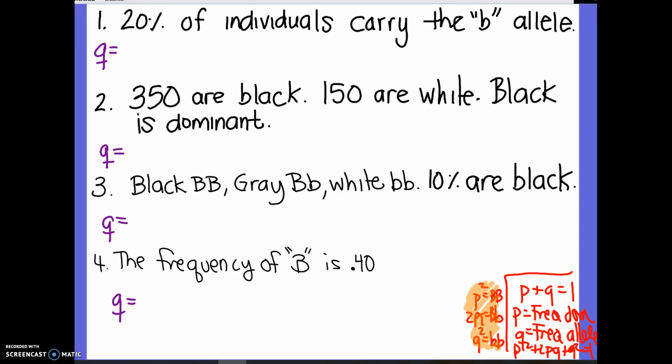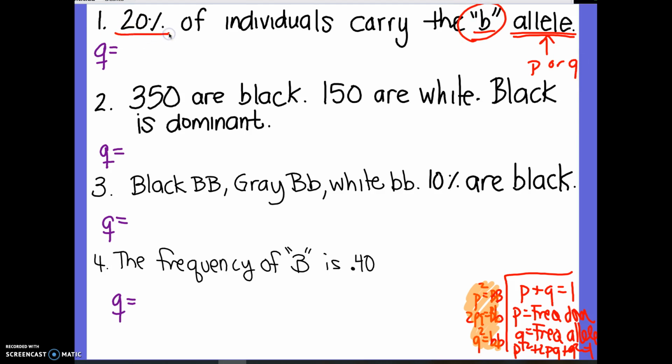Okay. So with that information scribbled there in the corner, let's go ahead and solve these problems. So the first one says 20% of individuals carry the little b allele. Now, allele is a key word. If they're carrying an allele, we're not talking about a genotype. We're talking about how common a gene or an allele is. And that keyword tells me that they are giving me either P or Q. And since it's the recessive allele, they're giving me Q.